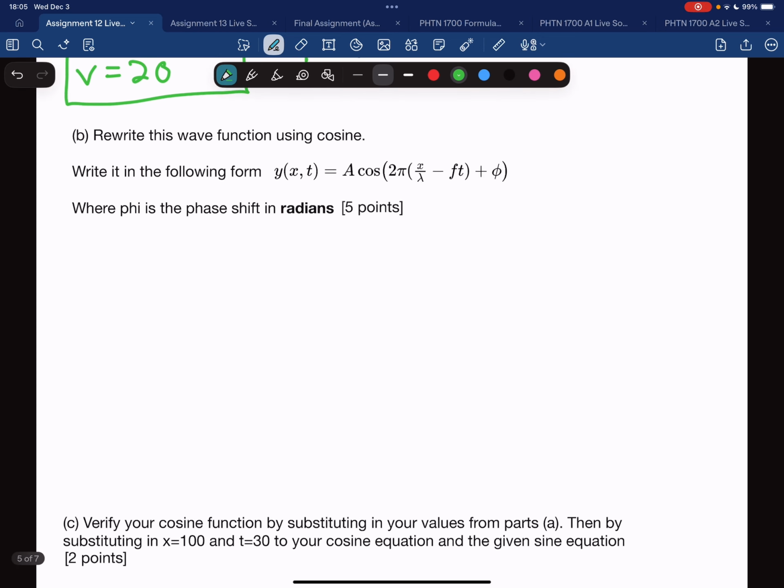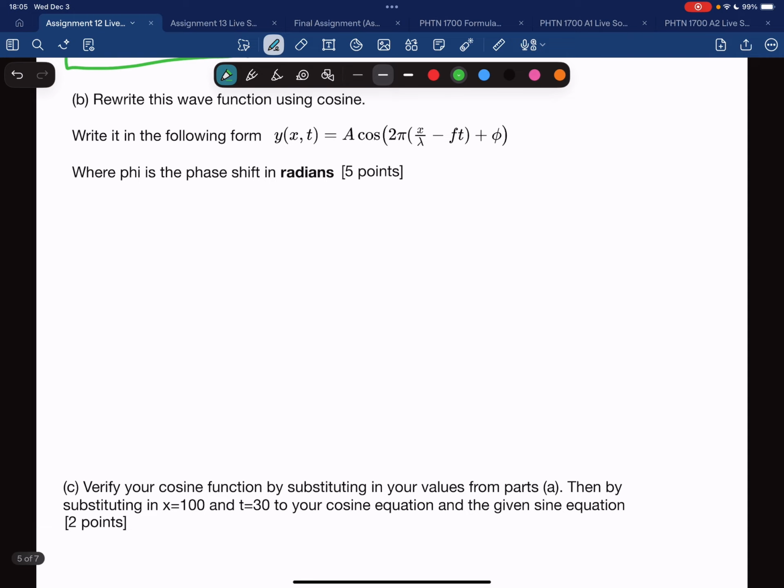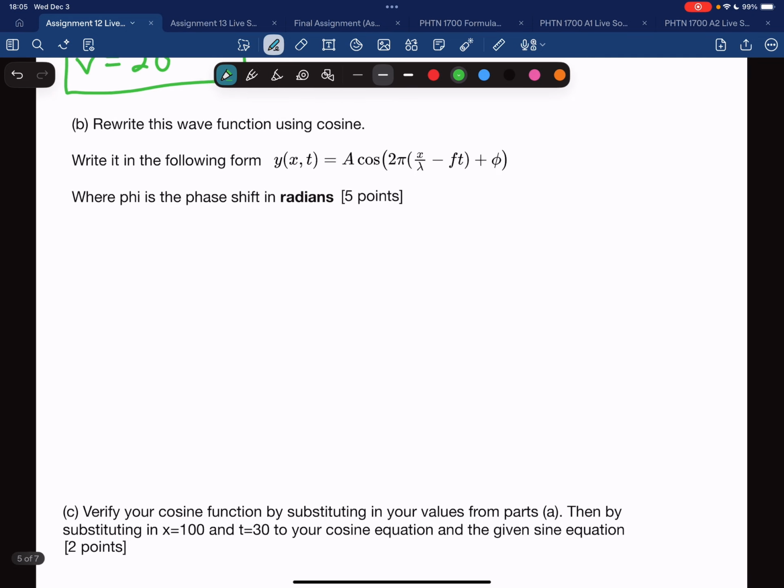B, rewrite this wave function using cosine. Write it in the following form. I give you a formula there to follow. And phi is the phase shift specifically in radians.